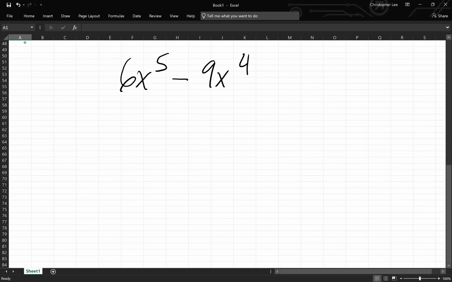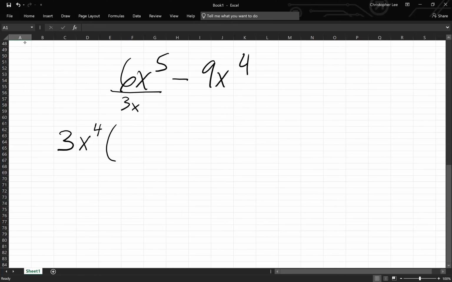Okay, so for this one, I have 6x to the 5th minus 9x to the 4th. What's the greatest common factor here? 3, I heard that. What else? X. Does it matter to what power? It matters. What do they both have in common? X to the 4th, right? You always choose the one with the lowest power, right?